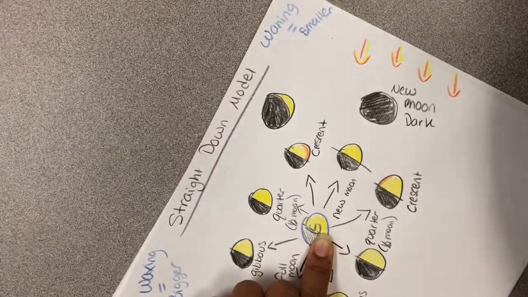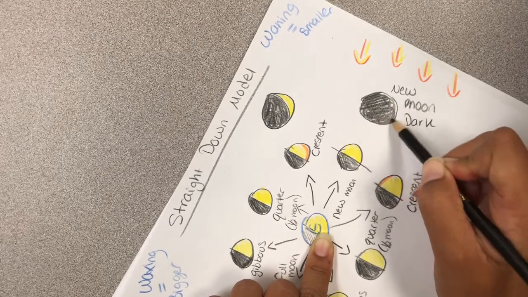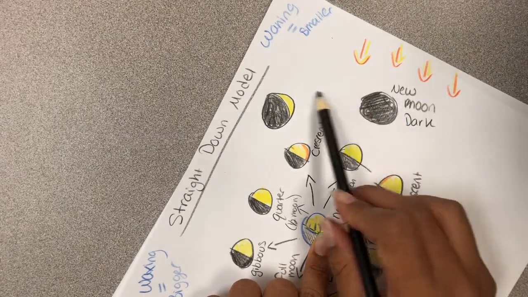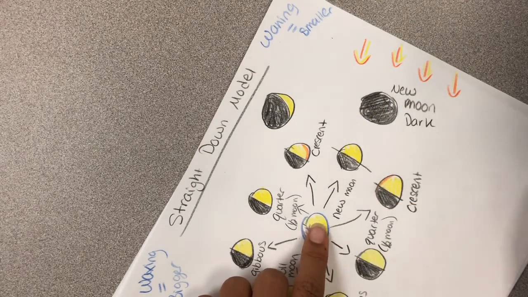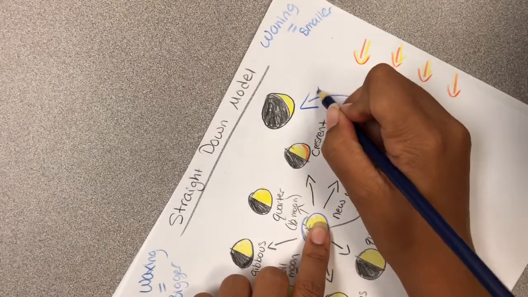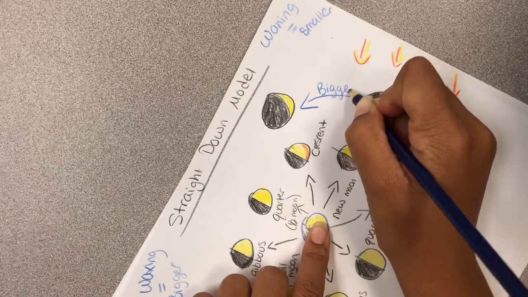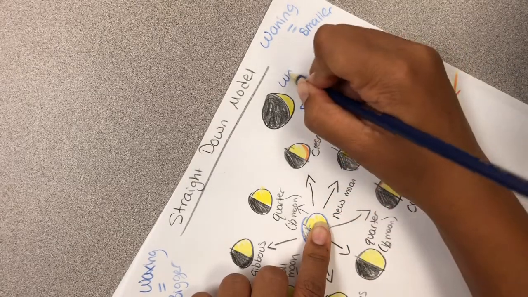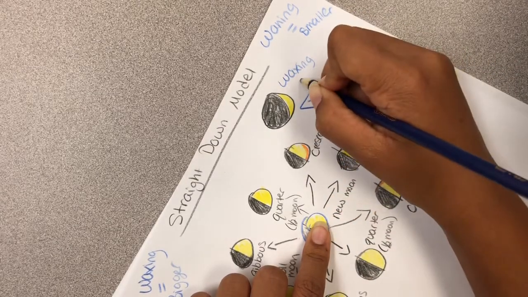Okay, so if we go from dark moon, where we cannot see it, to where we can see a little bit of our moon from Earth's perspective, so from here to here, the moon is getting bigger, and therefore we have waxing crescent.